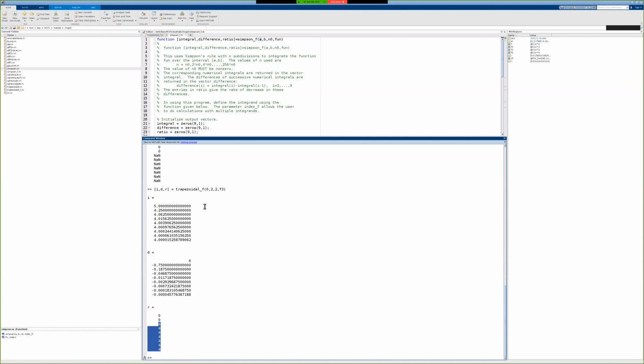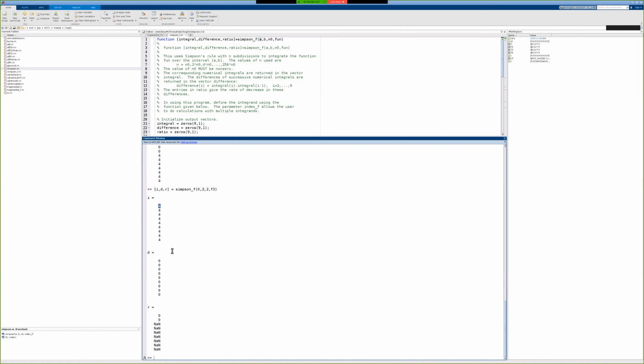What else? Okay, let's try this with Simpson's method then. Oh, that's interesting. We got 4 again immediately. We got the right answer immediately. We didn't have to do any iterating.